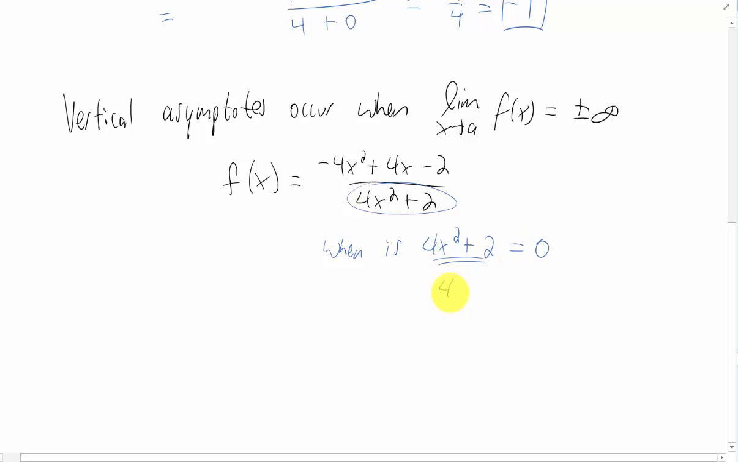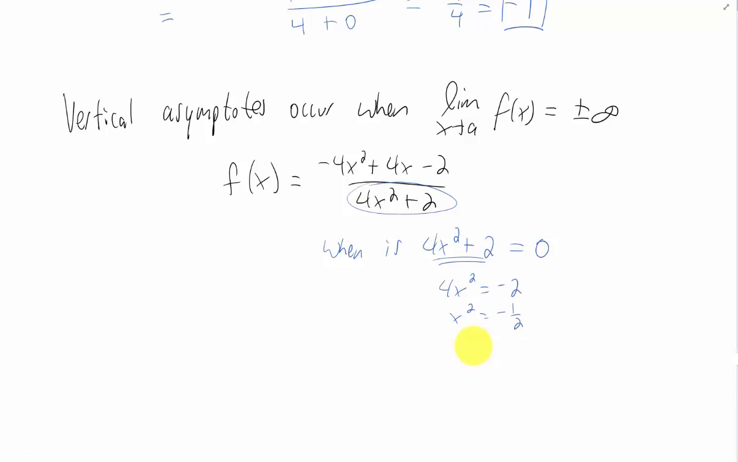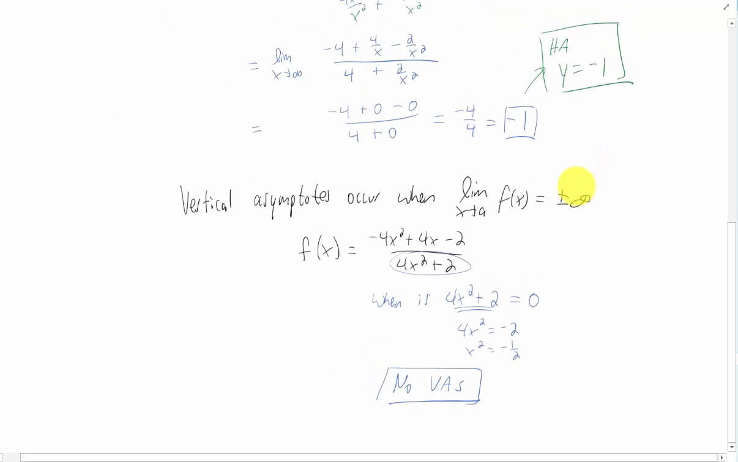Now, you could actually try to solve this equation. You would get x squared equals negative 1/2, and you'd be running into imaginary numbers here. Since imaginary numbers don't really show up in our graphs of functions, we do not have any vertical asymptotes for this function. Okay, and that's going to do it for that problem.